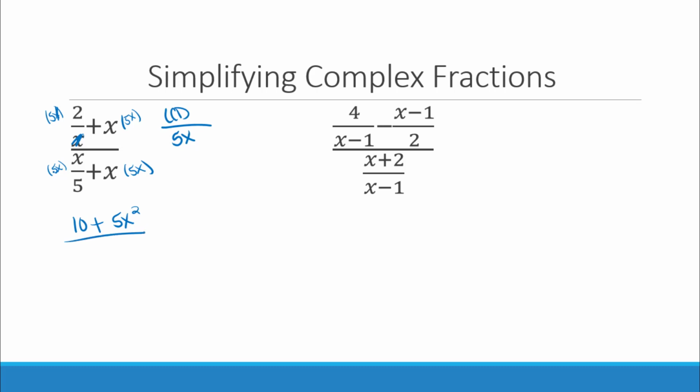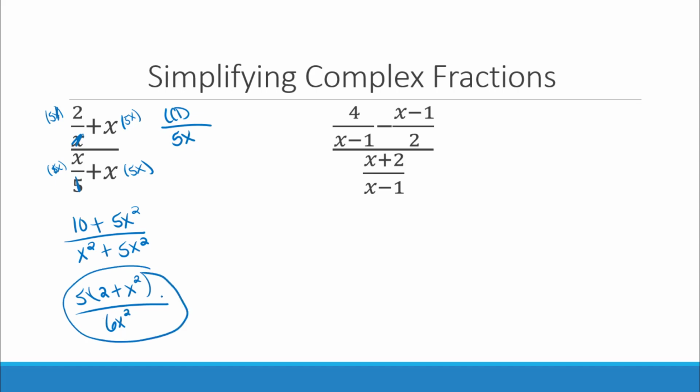What cancels with this fraction would be the 5, so they're gone. x times x gives me x squared. x times 5x gives me 5x squared. Now you do want to see if this can be simplified, so you can factor. You could take out a 5 here, which would leave you with 2 plus x squared. You could take out an x squared down at the bottom. Actually, you can combine these two together. x squared plus 5x squared gives you 6x squared. So notice by doing this, it really didn't help me in terms of being able to cancel anything. So this would just be my final answer.